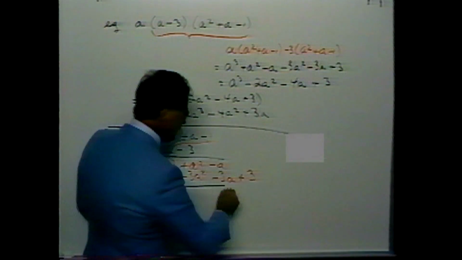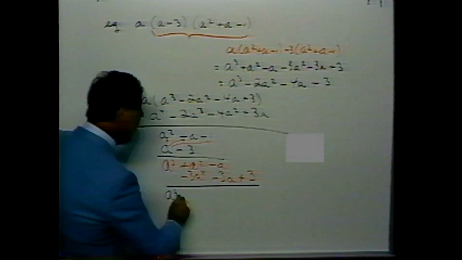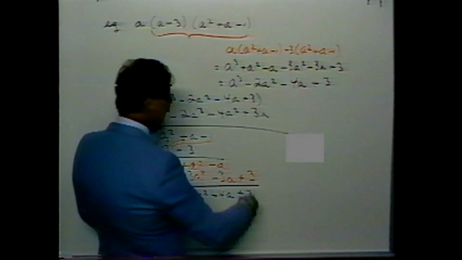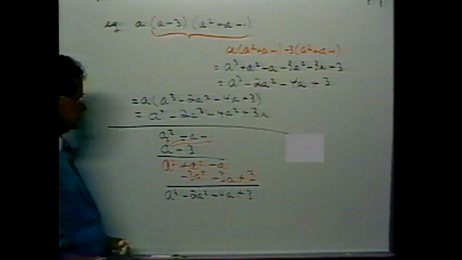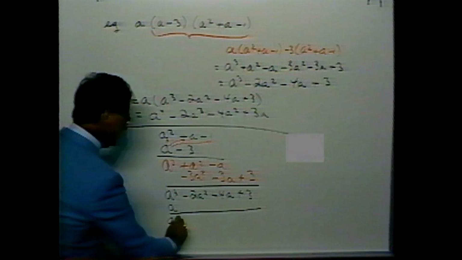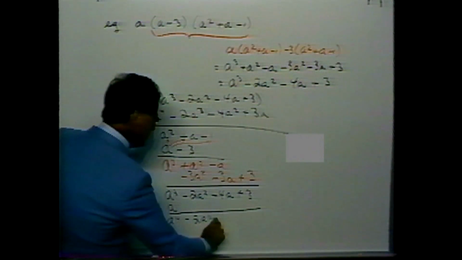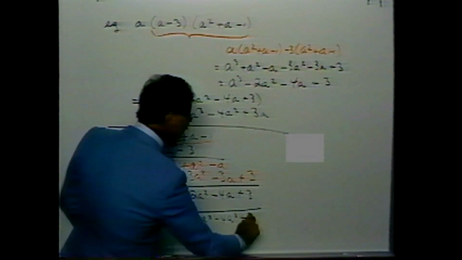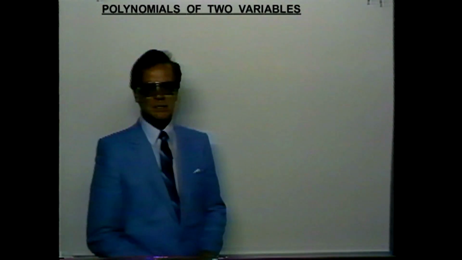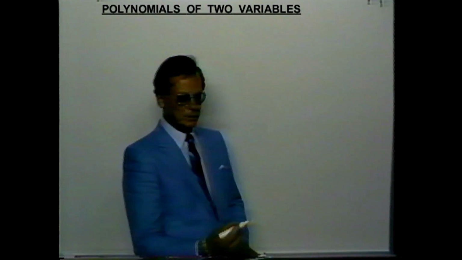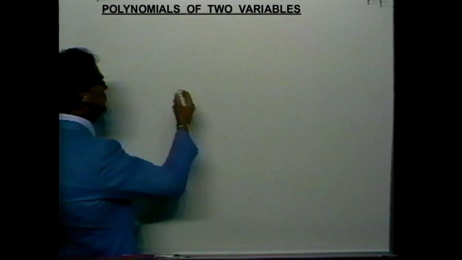Those being the partial products are now added, and we end up with a cubed minus 2a squared minus 4a plus 3, the same result as we had before. Of course, now we continue by multiplying by a, and we'll get a to the fourth minus 2a cubed minus 4a squared plus 3a. The examples I've just shown you deal with polynomials in one variable. Now I will do some examples where polynomials are of two variables.